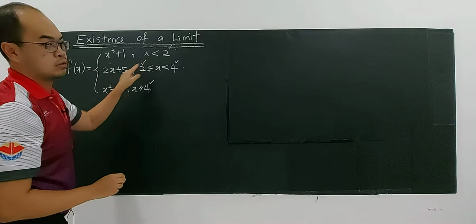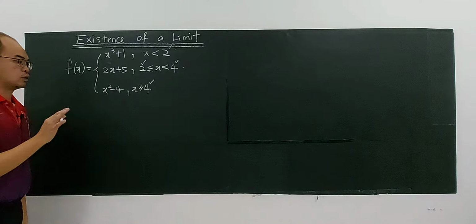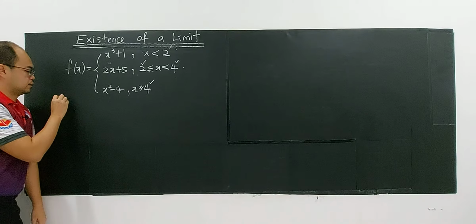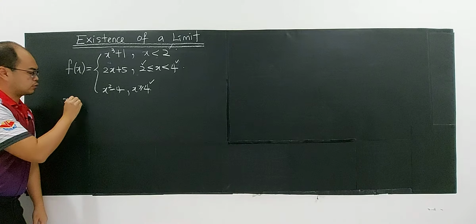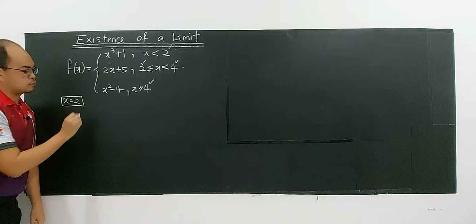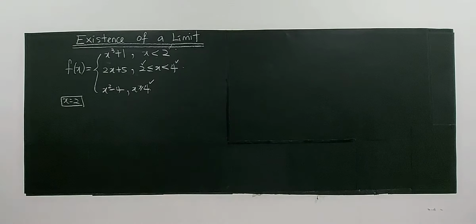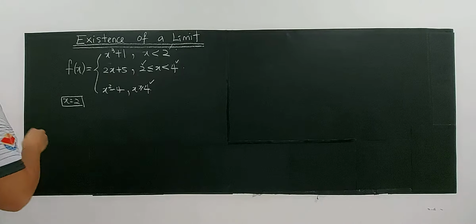First, we look at 2. Does the limit exist for 2 or not? So this is the existence of limit. Now we refer to 2. This is the first case. I hope you understand. This is the third example. So now x equals 2.